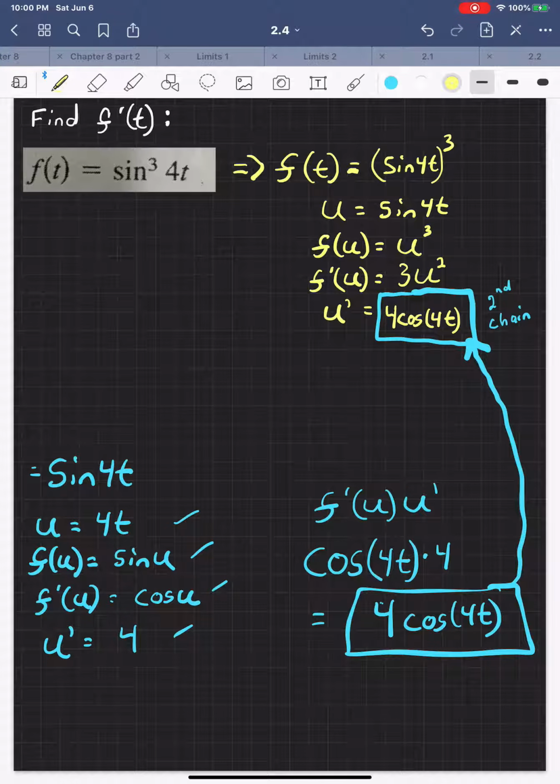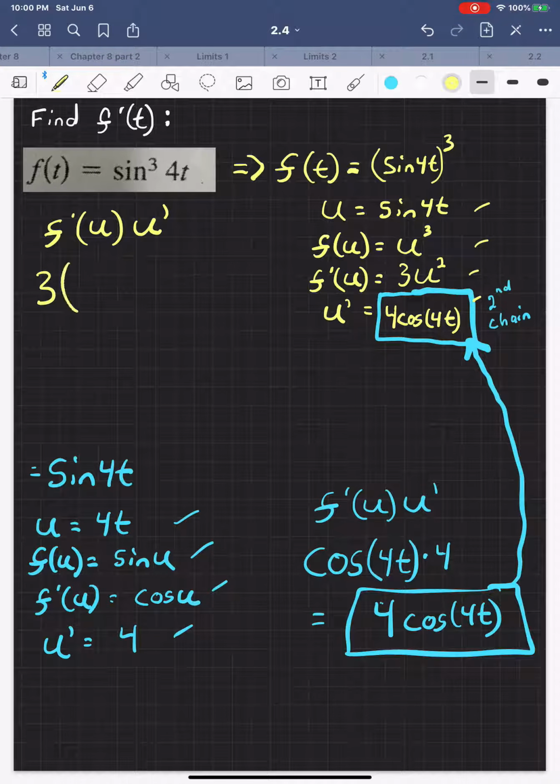Now at this stage, I have all 4 parts. Let's plug everything into the chain rule and we'll be done with this problem. So 3u squared is f prime of u. Let me go ahead and plug back in for u. So that would be 3, u is sine of 4t, so 3u squared, multiplied by u prime, which is 4 cosine of 4t.